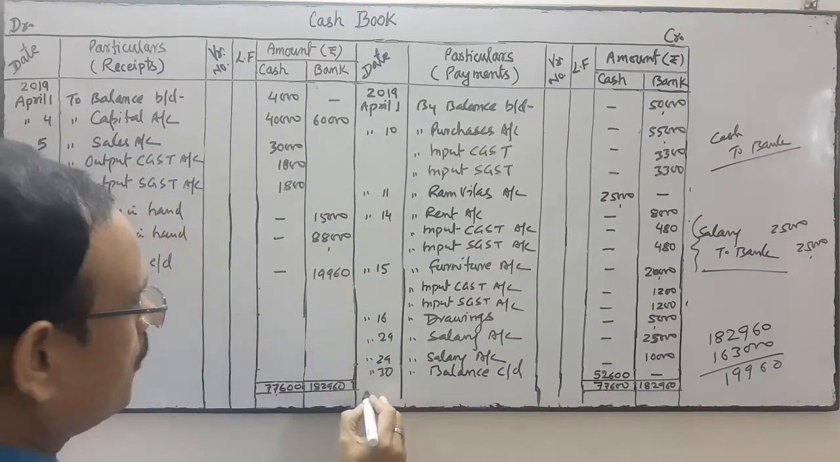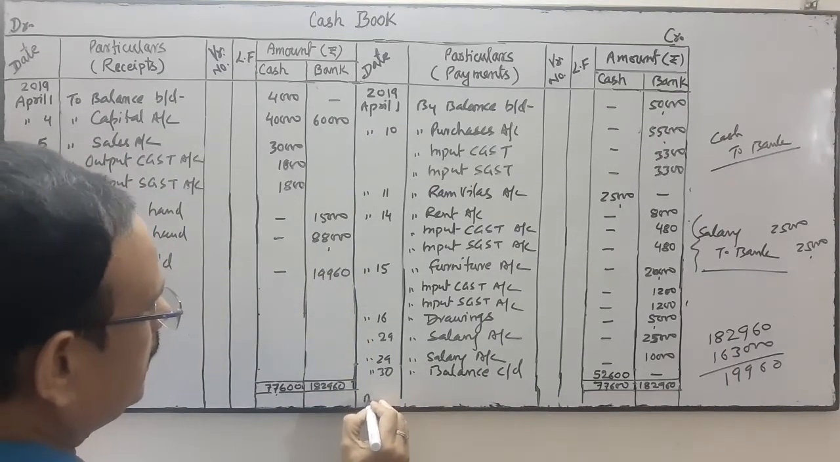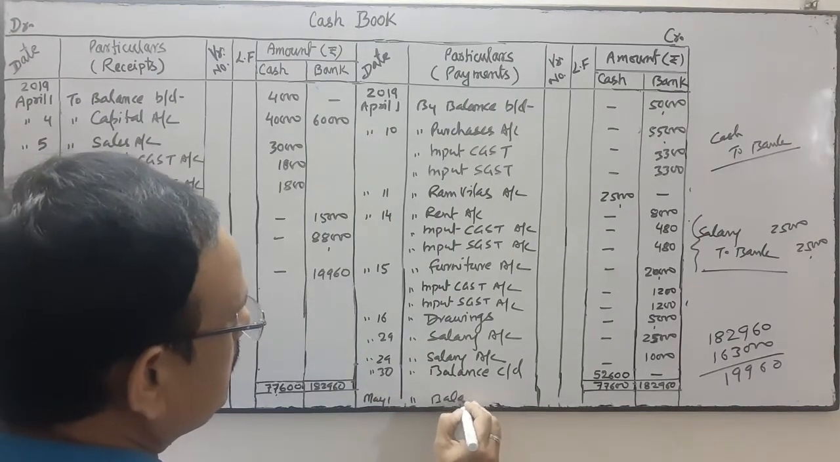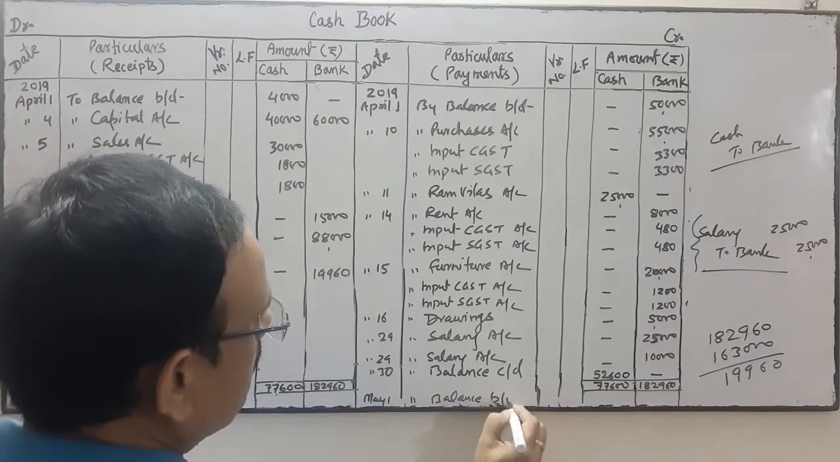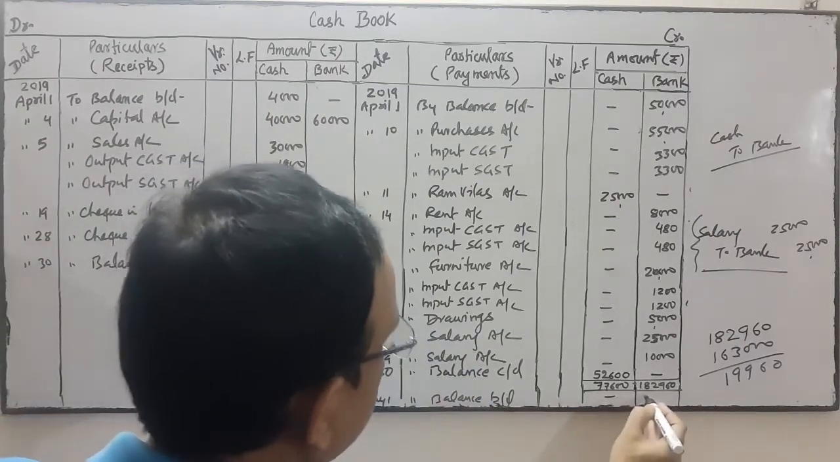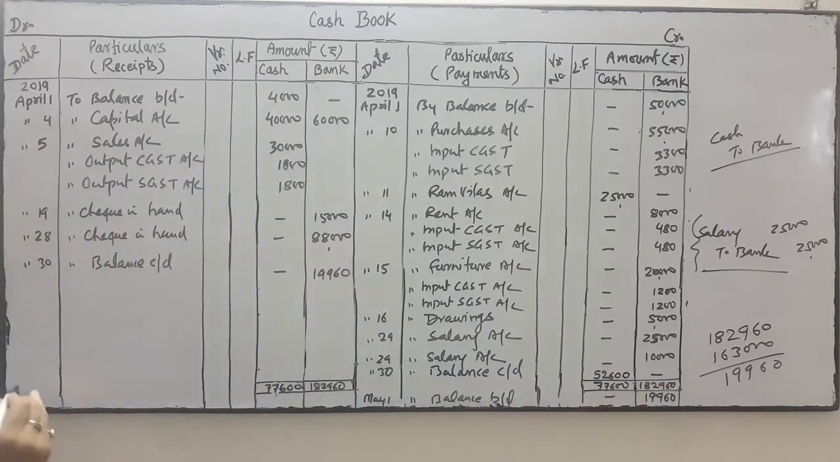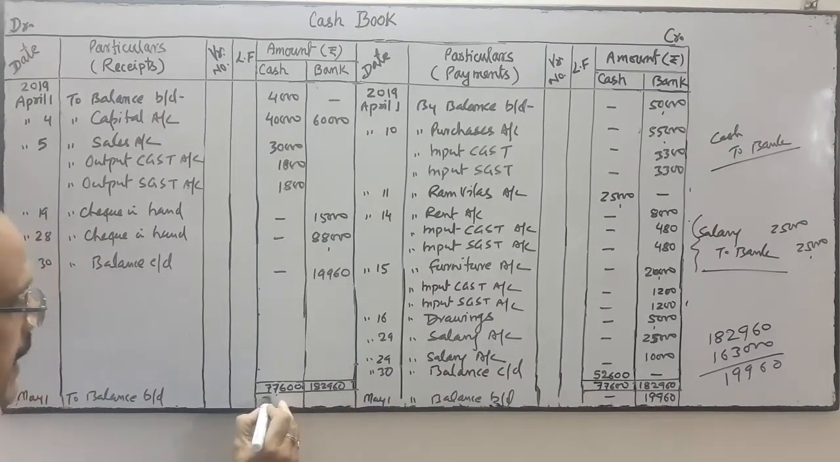This balance will be brought down in the next month. After April, the month is May 1st, by balance brought down. This balance, 19,960, will be brought down here, and on May 1st, to balance brought down, this side in the column of cash, 52,600.